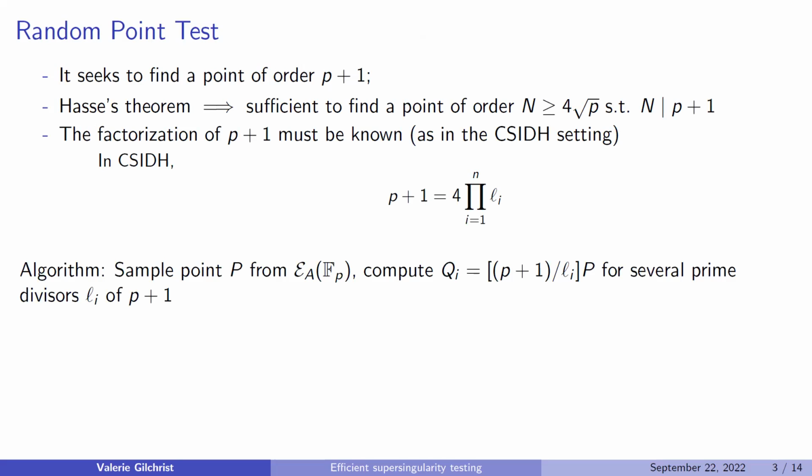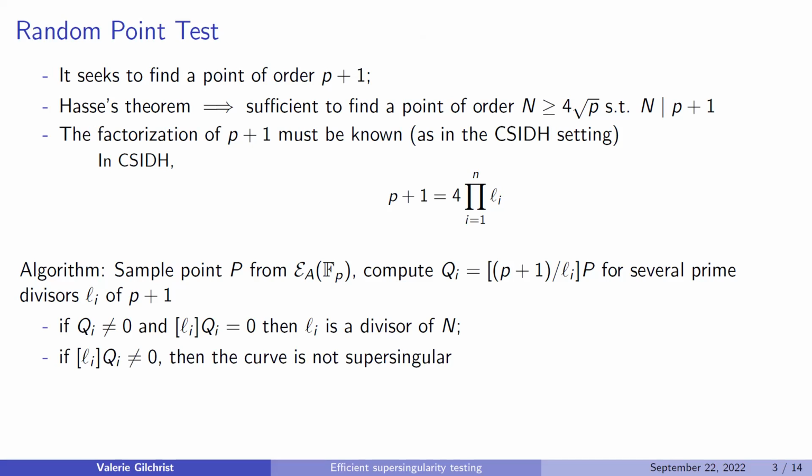How the algorithm itself works: we start by taking a random point P, and we compute this intermediary point Q_i. What we're computing is (p+1)/l_i for one of these small primes l_i dividing p+1, multiplied by P. Next, we check for each Q_i, first, that it's not 0, because otherwise it's not an interesting result, and second, that l_i times Q_i is equal to 0. If this is true, then we know that l_i is a divisor of the order of the point.